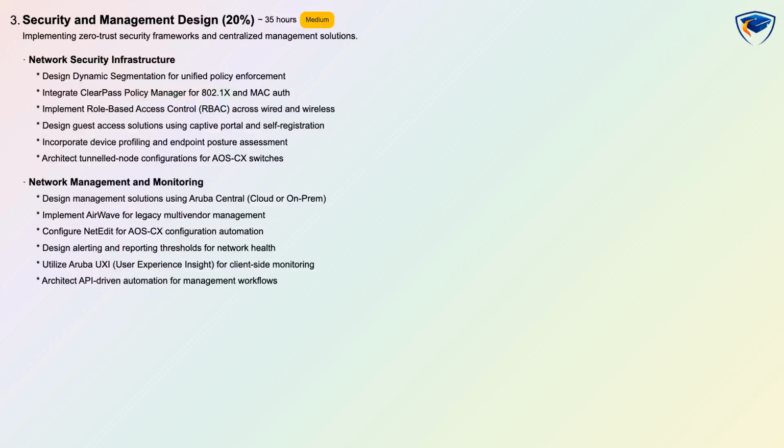Security and management design is 20%, medium difficulty, and recommended at around 35 hours with both conceptual and scenario-based assessments. The focus is on implementing zero-trust security and centralized management solutions across wired and wireless networks. Learn to design dynamic segmentation and integrate ClearPass Policy Manager for 802.1x and MAC authentication. Apply role-based access control, and build guest access and device profiling solutions including endpoint posture checks and tunneled node architectures. On the management side you will design Aruba Central or Airwave strategies. Use NetEdit for AOS-CX automation, set alerting and reporting thresholds, apply UXI for user experience monitoring, and plan API-driven automation workflows.